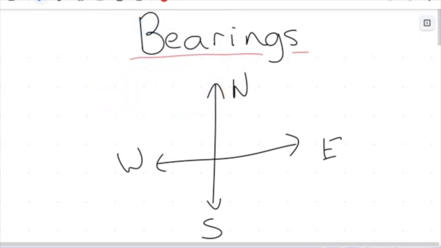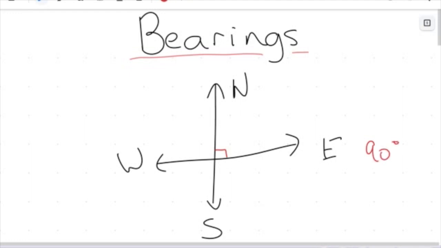Now, from north to east, if you look at how these two lines meet, even though I haven't drawn them very well, they look like they are perpendicular. So they're meeting at 90 degrees here. So between north and east, we have 90 degrees.